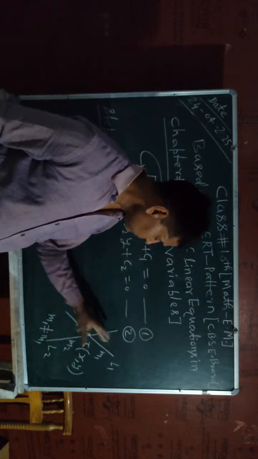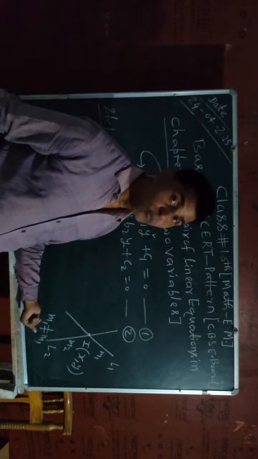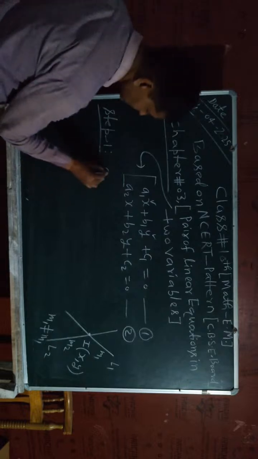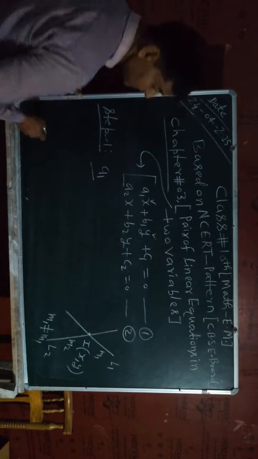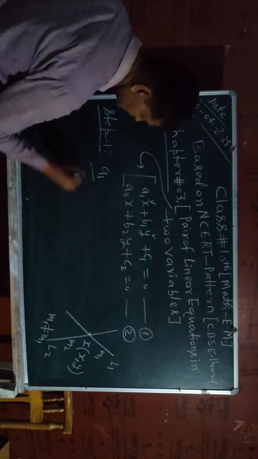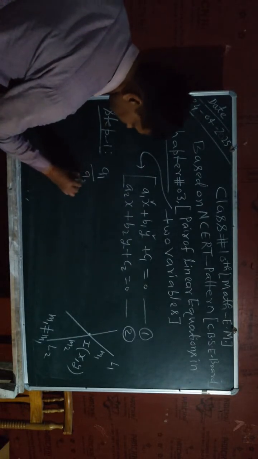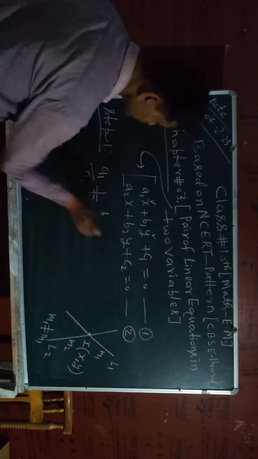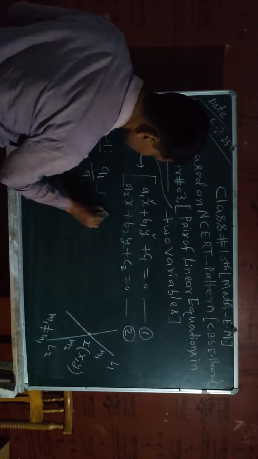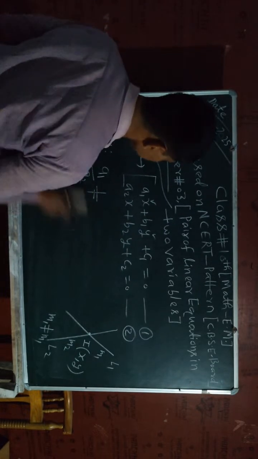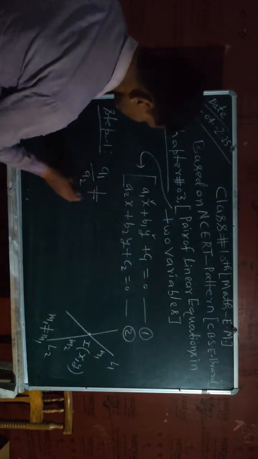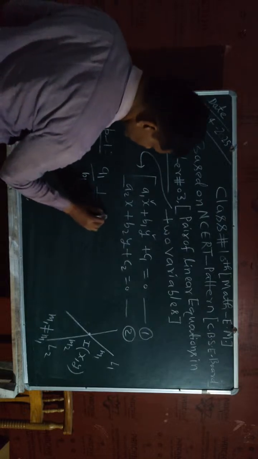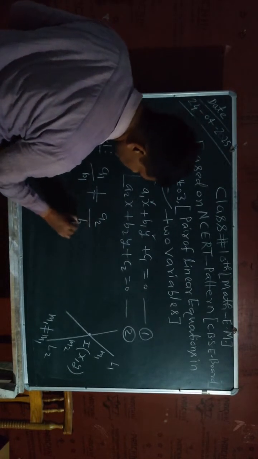It means that both lines have different slopes. Mathematically, the condition if both lines are intersecting each other is that A1 divided by A2 is not equal to B1 divided by B2. I will say A1 divided by B1 not equal to A2 divided by B2.